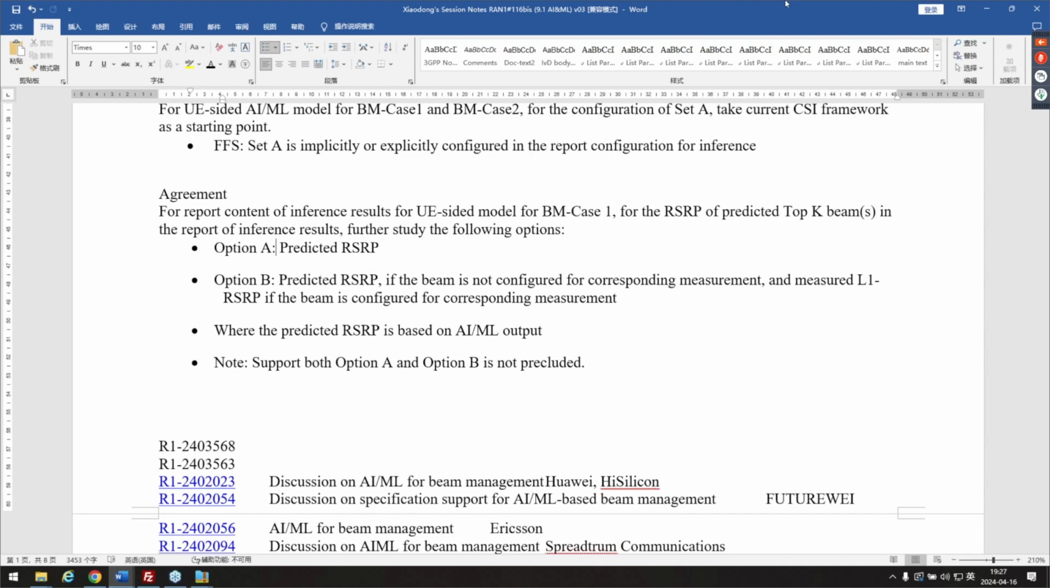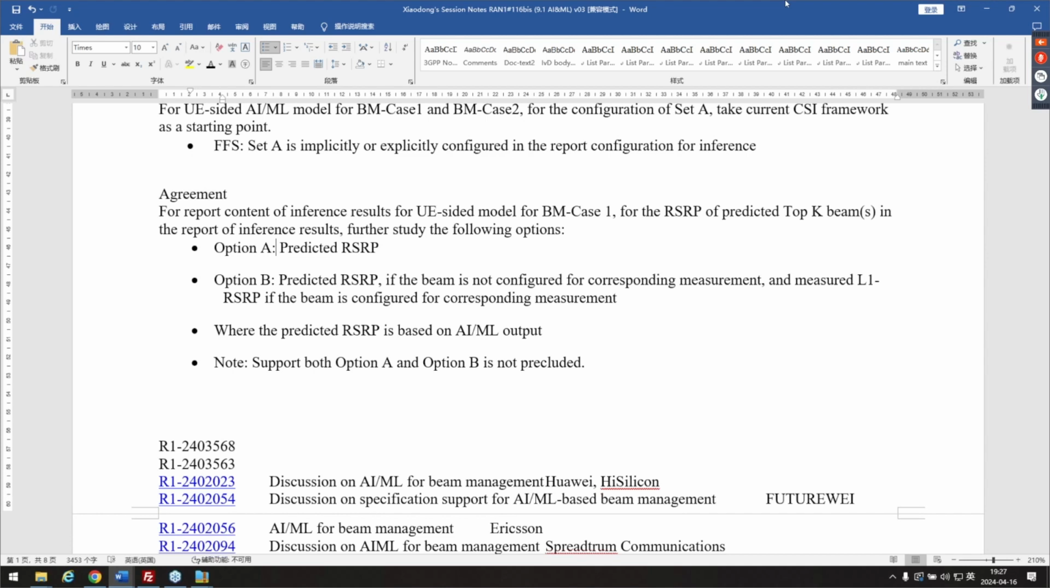If the UE has measurement results, just use it. Measured one always has a higher priority than the predicted one. Please, David. Yes, thanks, Chairman. I just have one question for clarification on option B. In the reporting content, we do not need an additional indicator to indicate whether it is predicted or measured, right? That's a common understanding?